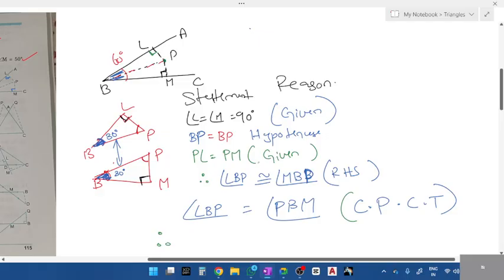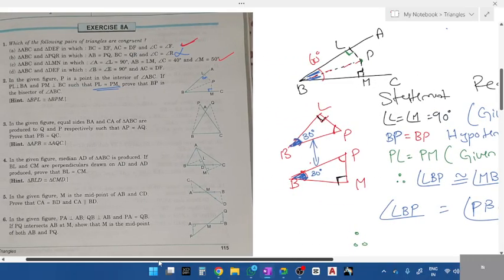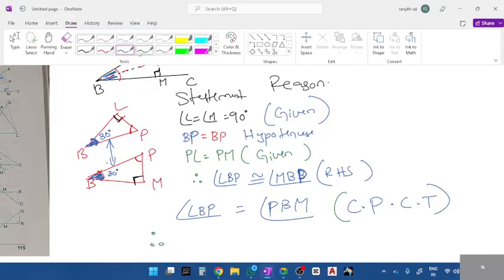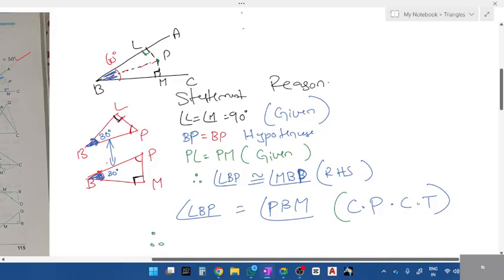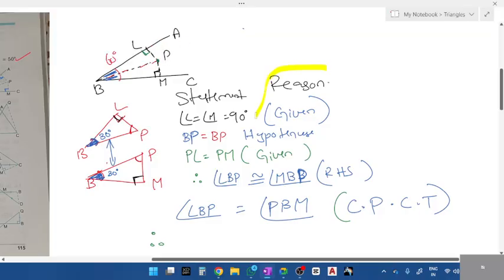PL is equal to PM. Even that was given. We didn't find it. The only thing which we found was the common side BP. What is BP here? Hypotenuse. So whatever is not given, we write the reason. For geometry, this is a must. You have to specify the reason. All these are known as reason. Look at all the yellow ones. All these are reasons.